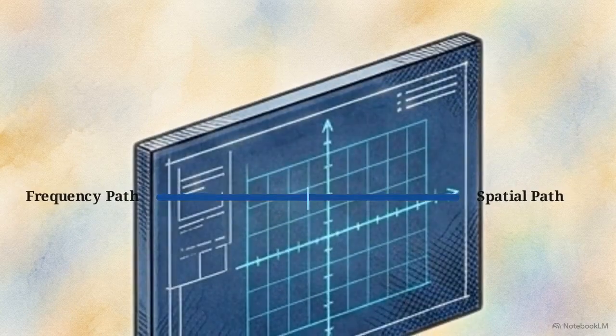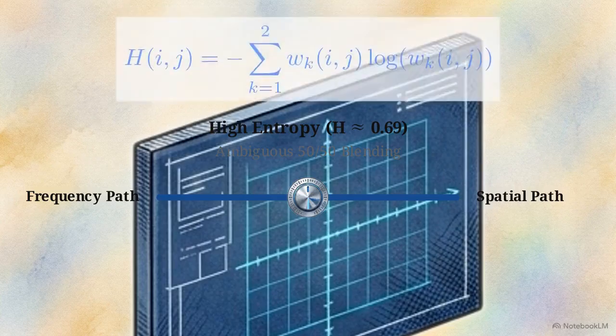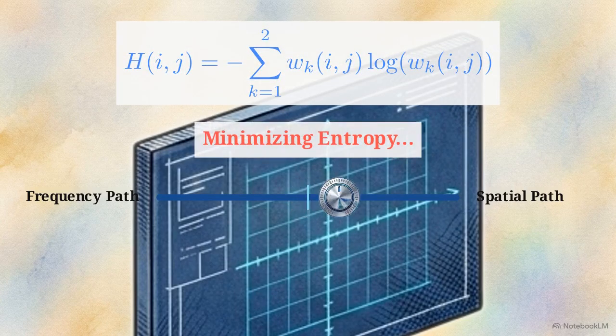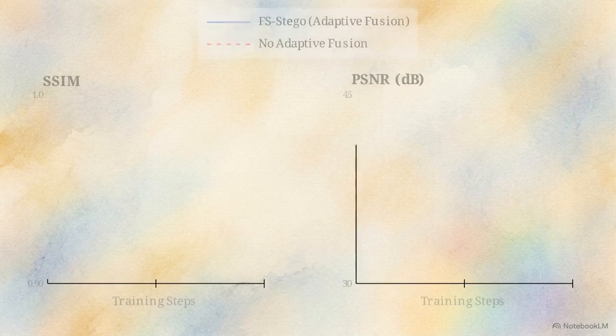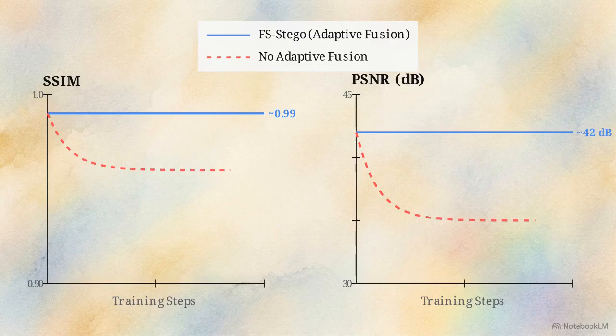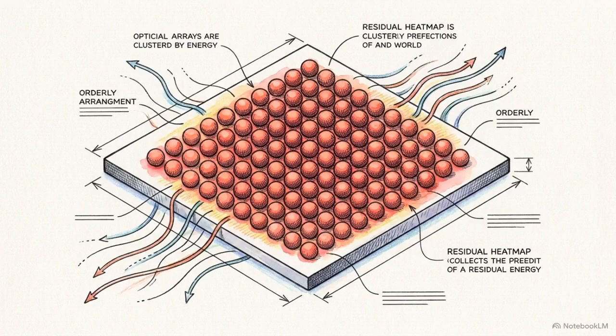This diagram demonstrates the Shannon entropy formula applied to the fusion weights, forcing the slider away from a 50-50 middle ground. By minimizing this entropy during training, the network is forced to make decisive choices at every location, rather than relying on ambiguous blending. Ablation data confirms that removing this adaptive fusion leads to a drop in both structural similarity and peak signal-to-noise ratio. These residual heat maps show the results of these decisions.